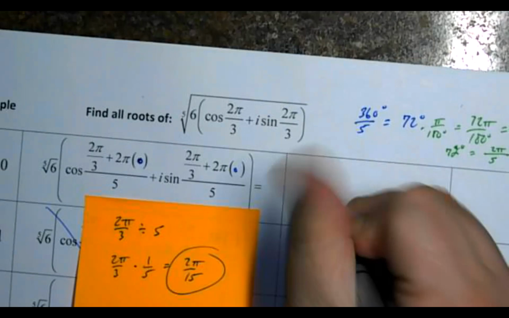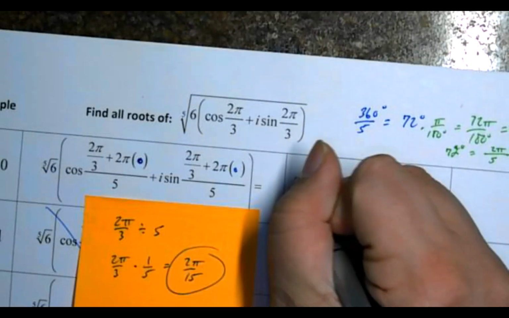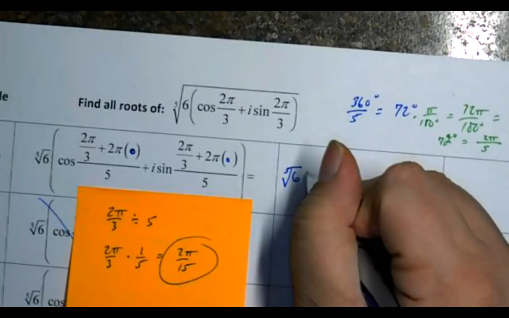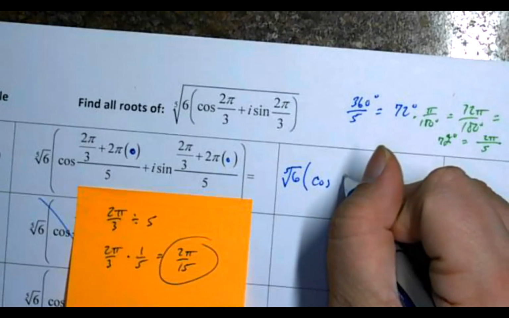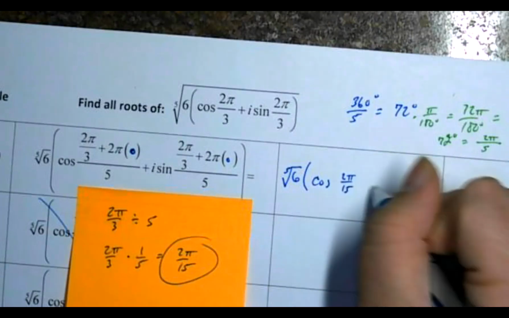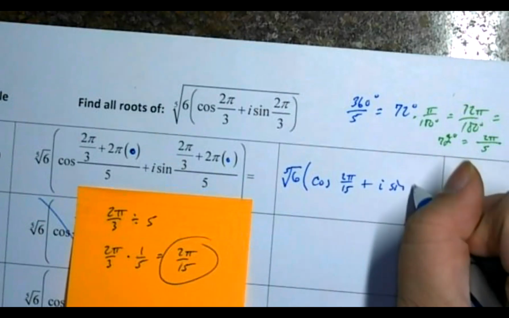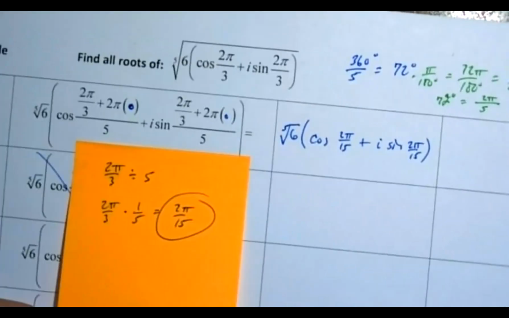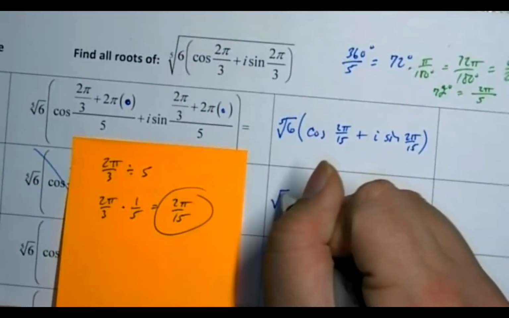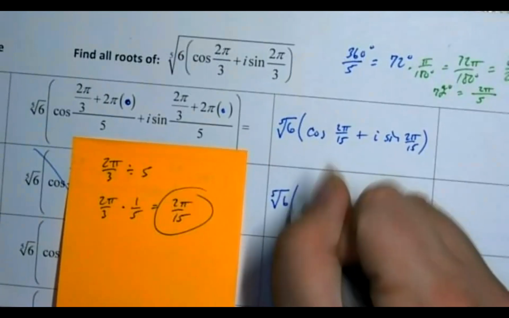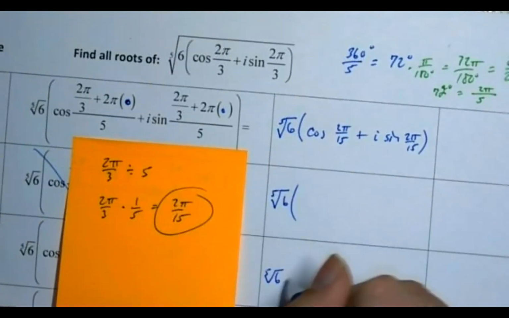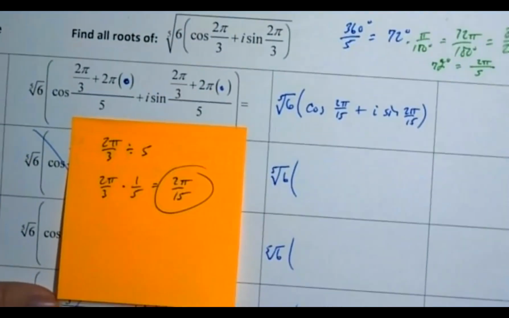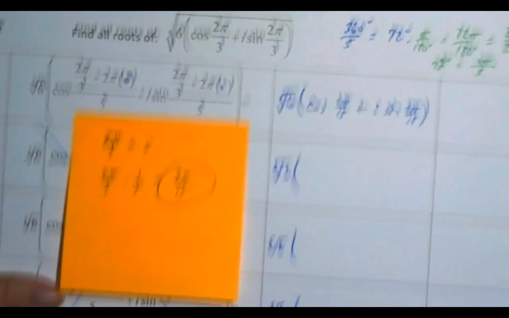So I have the 5th root of 6. This is not going to come out to a nice number. It's going to be a decimal, so I'm going to leave that alone. Times cosine 2 pi over 15 plus I sine 2 pi over 15. And now 5th root of 6 for each of them. We're going to have 5 solutions.